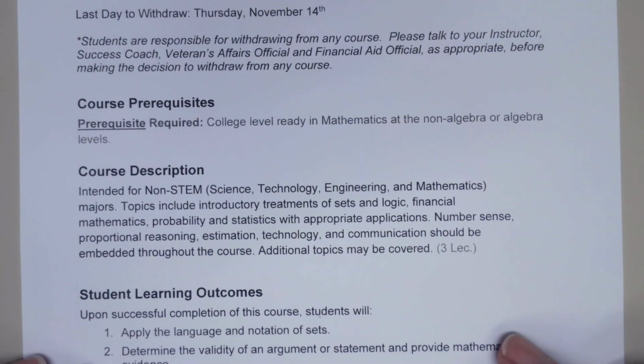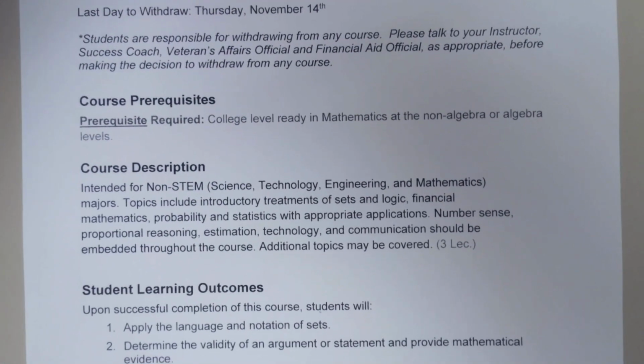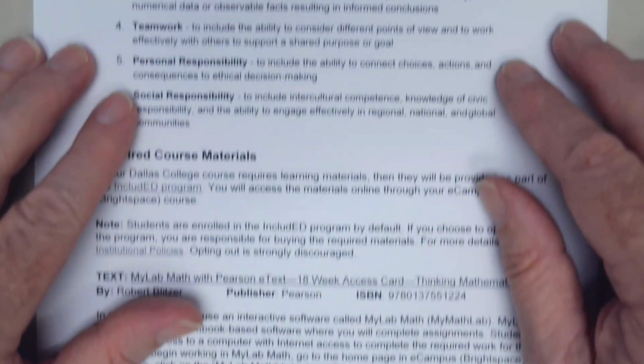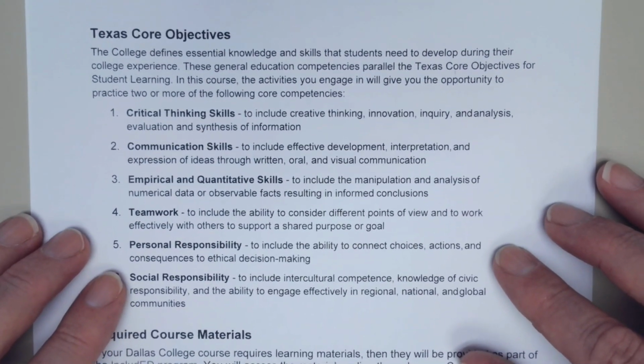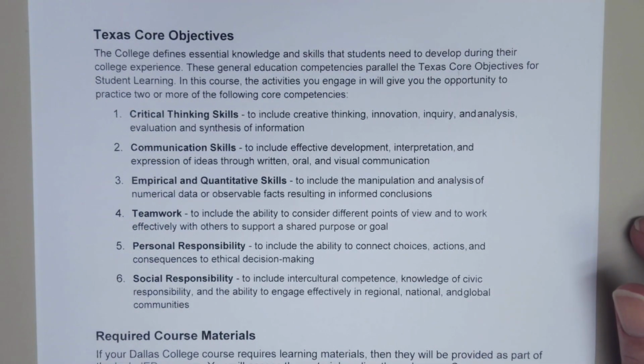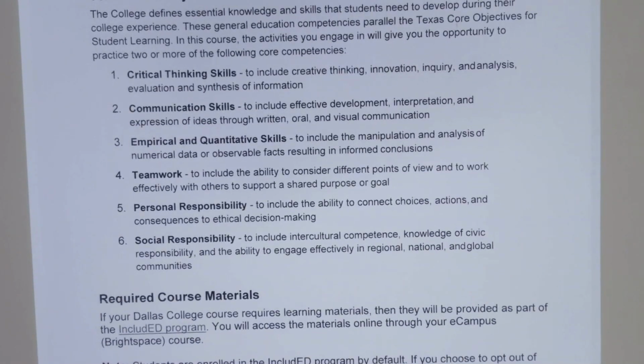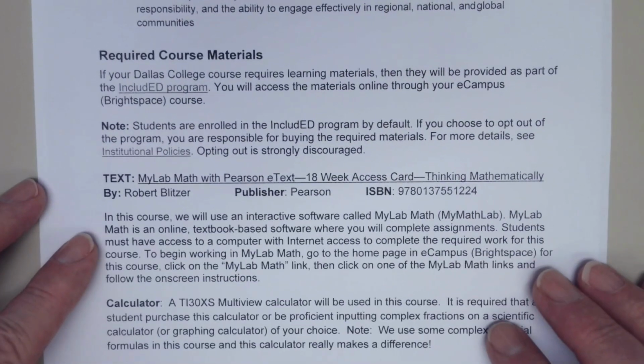You can read our course description. There's some student learning outcomes for the course, so you can read those on your own. I'm going to go ahead and move on to the next page. We have Texas Core objectives, things like critical thinking skills, communication skills. These are skills that we want you to leave with when you leave the college, hopefully in a better place. And these are things that are important when you get out in the real world. So just wanted to mention those. You'll see that on all of your syllabi.